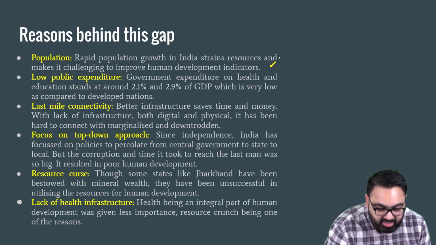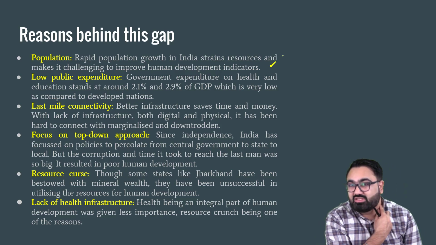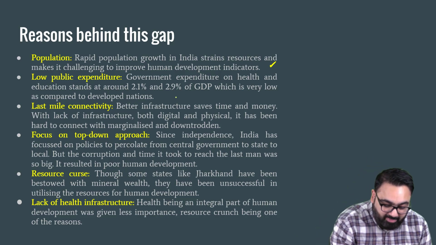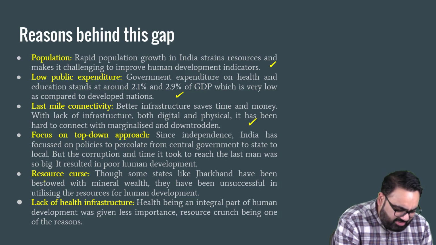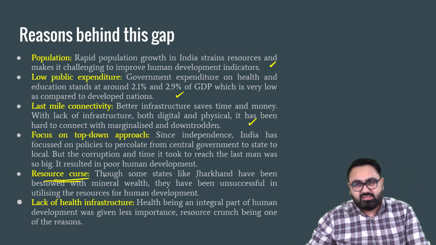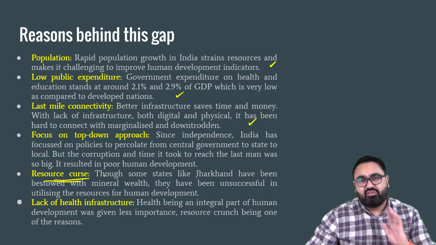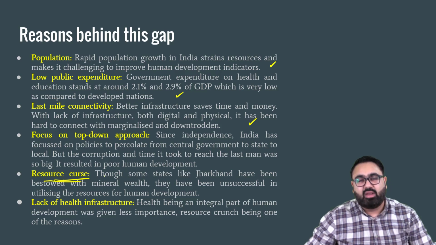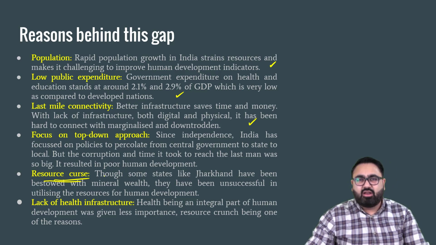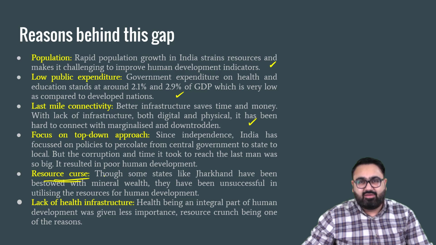Then population numbers, you can quote how India has become the most populous country in the entire world, because of which our base is very, very high. Low public expenditure, lack of last mile connectivity, and then some other factors such as resource curse. Resource curse, for example, means there are some countries which are extremely wealthy in terms of mineral resource, especially in Africa, but they have not been able to convert that into economic wealth. Some countries have been able to do that, especially in the Middle East, but in Africa and in Asia, some countries have not been able to do that.